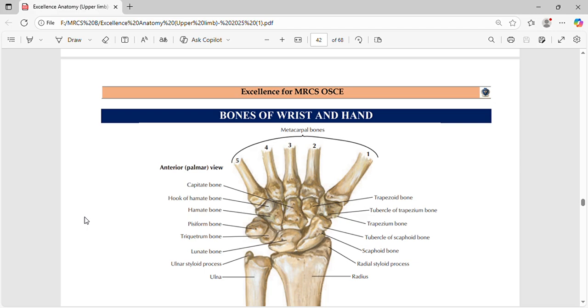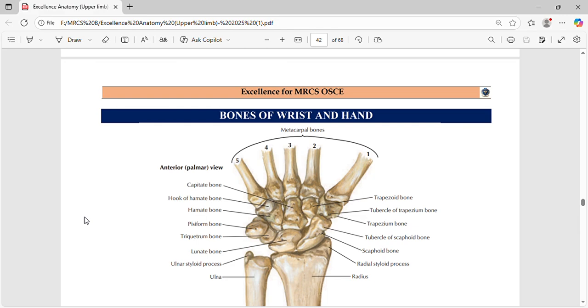Okay, so we are discussing the bones of the wrist and hand. Basically, if you look at the anterior palmar view, we have two rows of carpal bones, a total of 8 carpal bones, and 5 metacarpals.